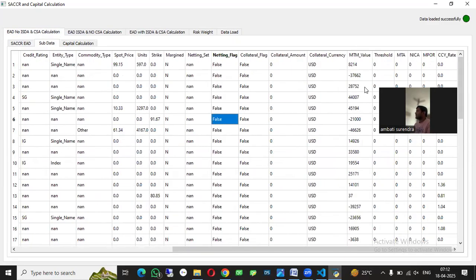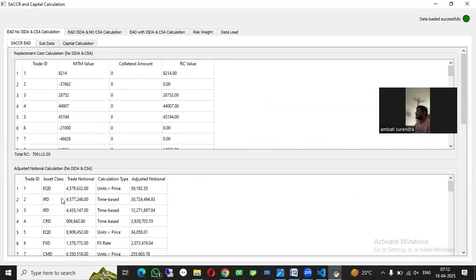Okay. Once we load the data, this is the first step, right? Then my tool automatically calculates replication cost and potential future exposure. SACCR majorly calculates the EAD, exposure at default, right? So the EAD formula itself is alpha times replication cost plus potential future exposure. So it calculates replication cost.